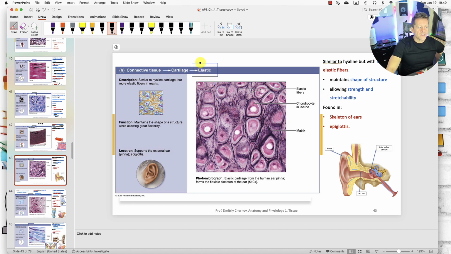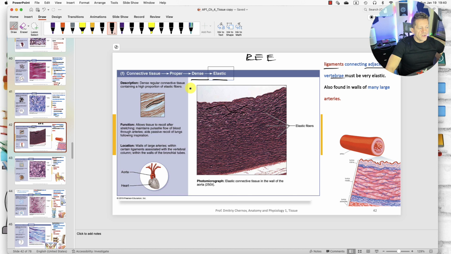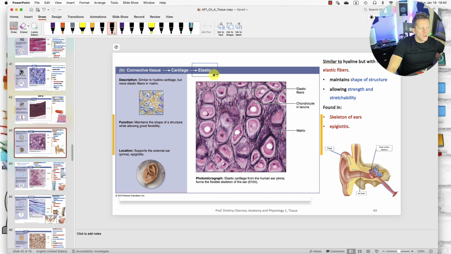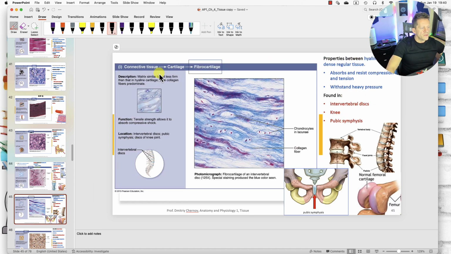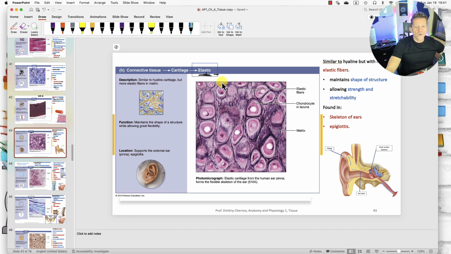Also there's elastic cartilage. So here was the elastic dense connective tissue, and here's the elastic cartilage. The most flexible is the elastic cartilage. Then there's hyaline cartilage, denser, and then there's fibrocartilage, the most dense type of cartilage out of all three cartilages. So the elastic cartilage, where do you find elastic cartilage?